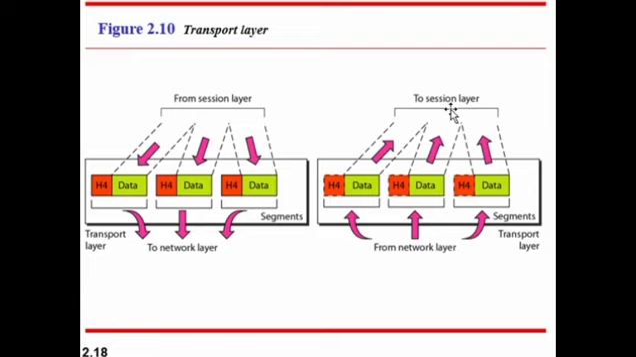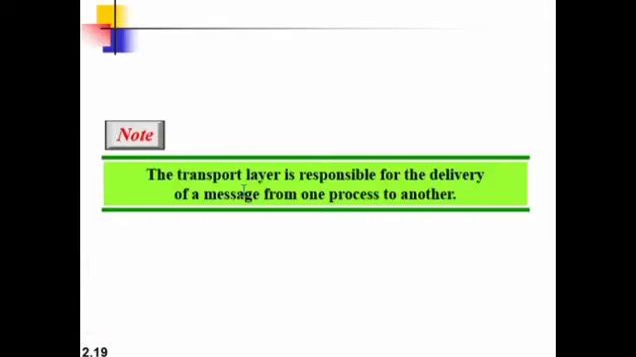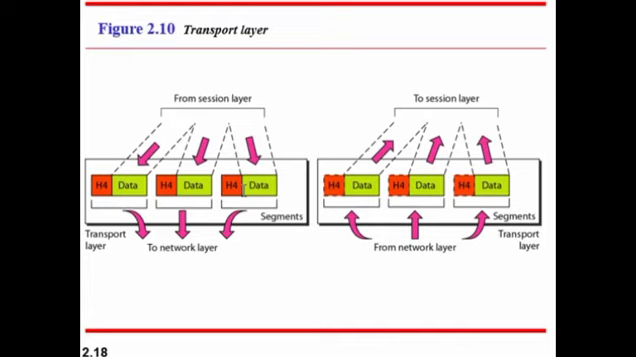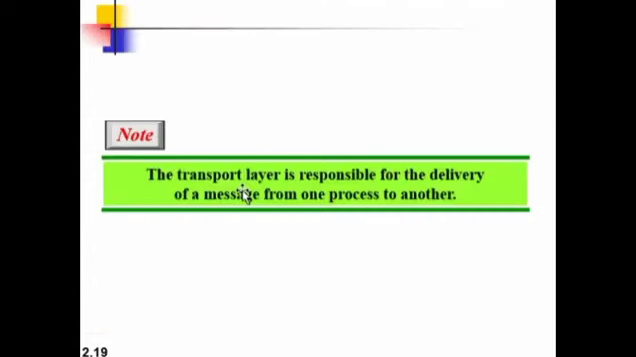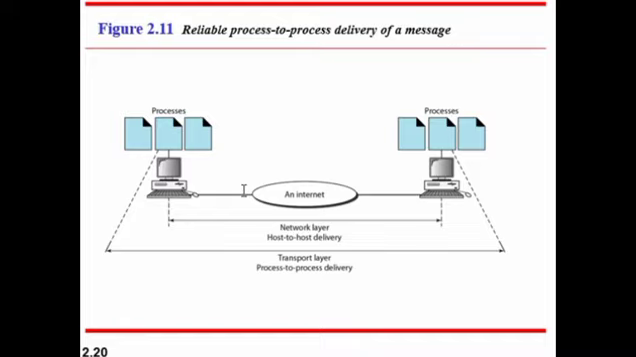The transport layer is responsible for the delivery of a message from one process to another. So it is receiving the message from the session layer and then it makes segments of it and then it transmits it very efficiently to the destination. So this is the function of the transport layer: the reliable process to process delivery of a message.